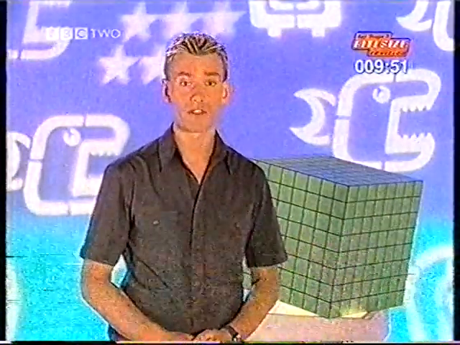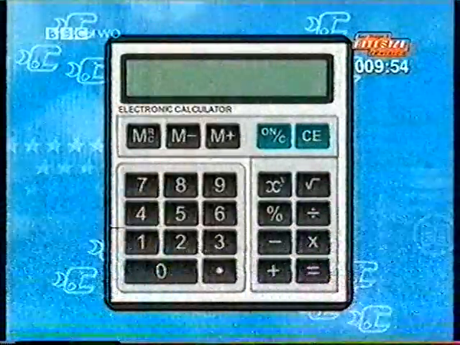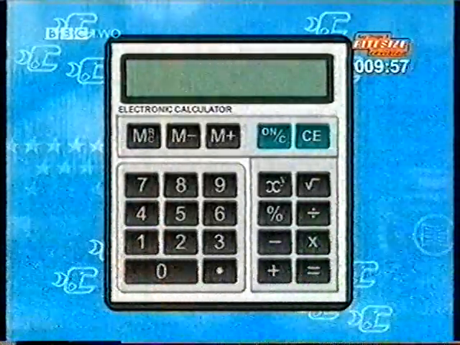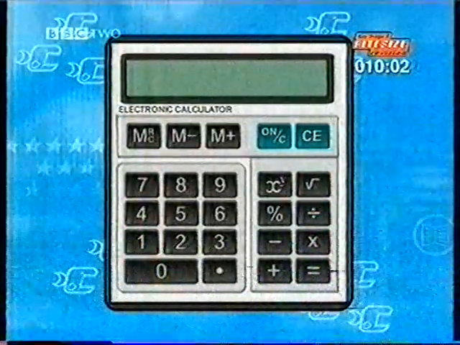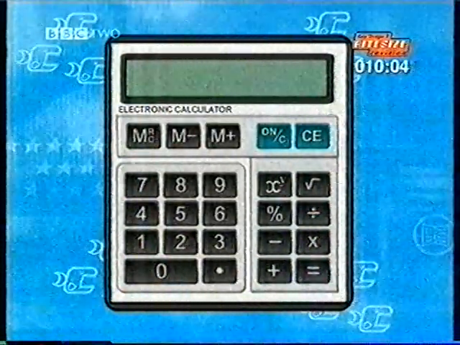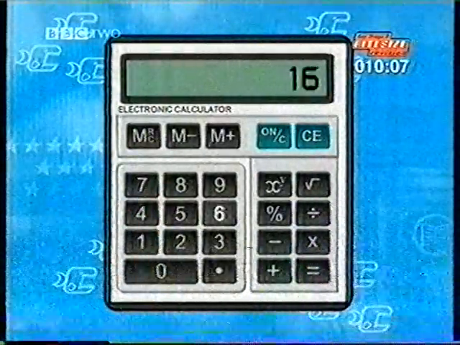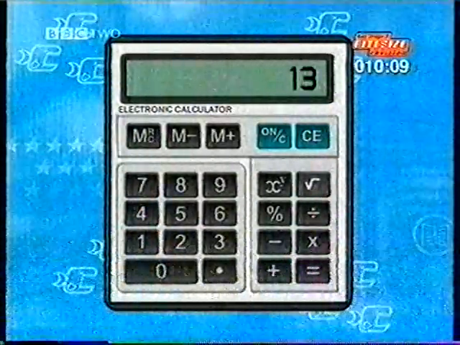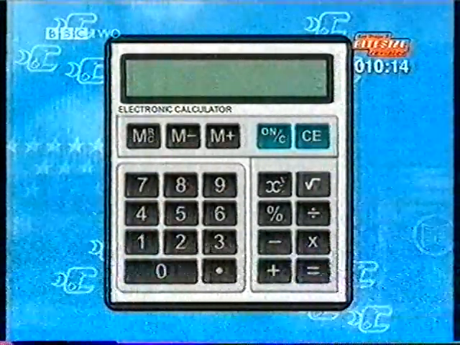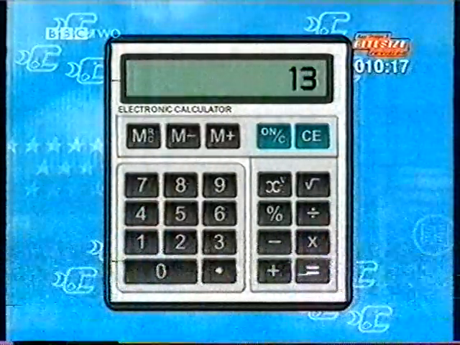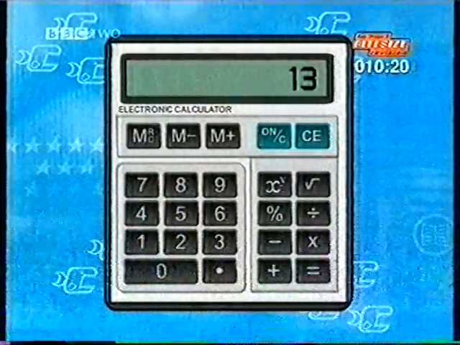Your calculator, whatever type it is, is also useful when finding the square root of a number. To calculate square roots on a calculator, there's a special square root button, which is here. So let's find the square root of 169. On the calculator, you press 169 followed by the root button. On some calculators, you have to press the square root button first, then the number, then equals to get the answer. And the answer is 13. So grab your calculator and see how it works out square roots for you.